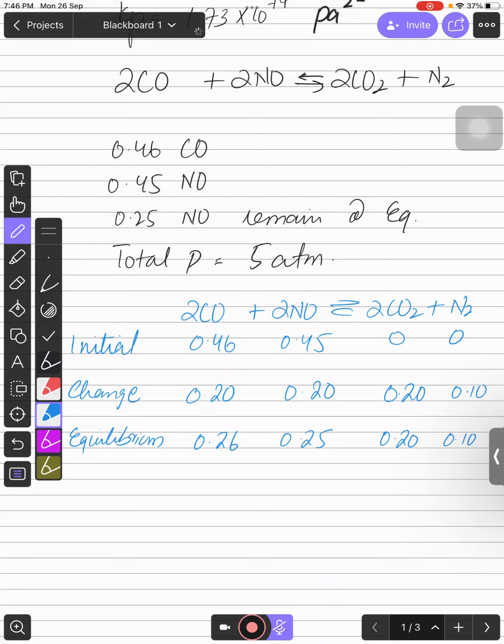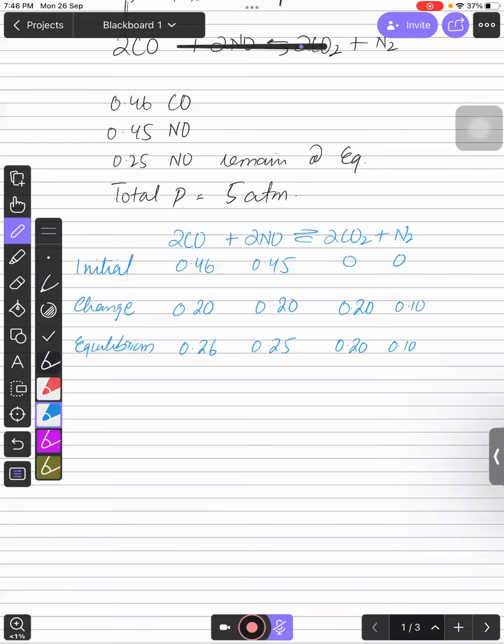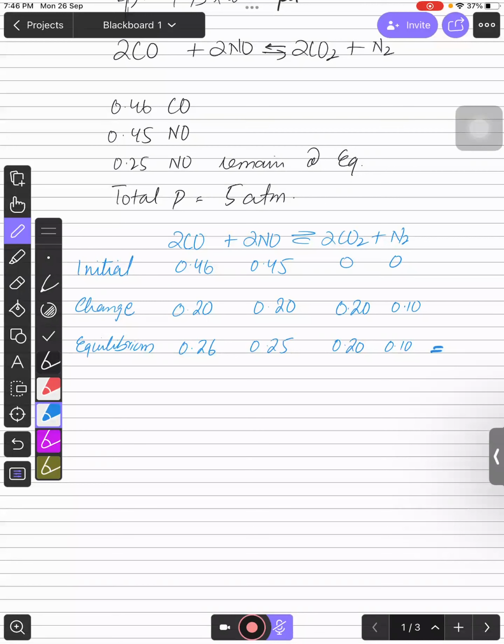And after this, find out the total number of moles, right? And the total number of moles are 0.8, I think it should be 0.81. And when you find out the mole fractions, you need to divide all of them by total number of moles. And when you find out the partial pressure, you need to multiply all of them with 5 as well.